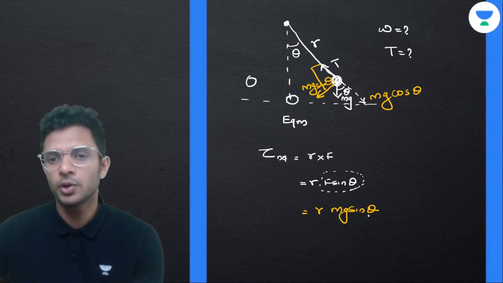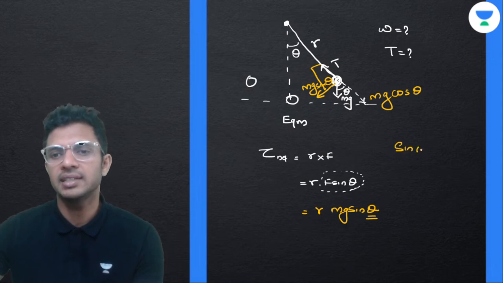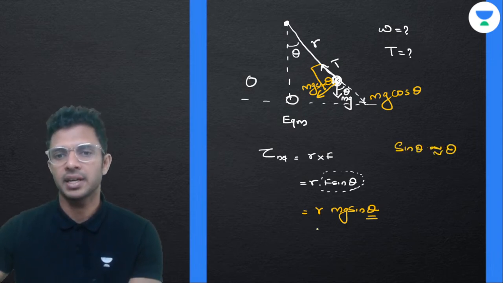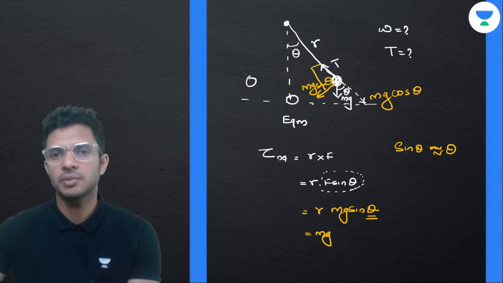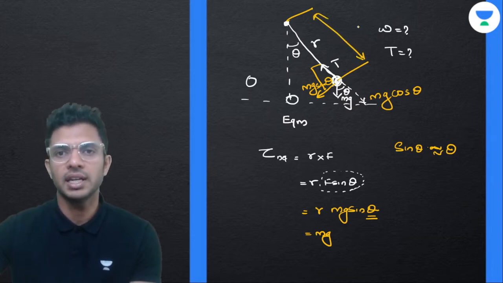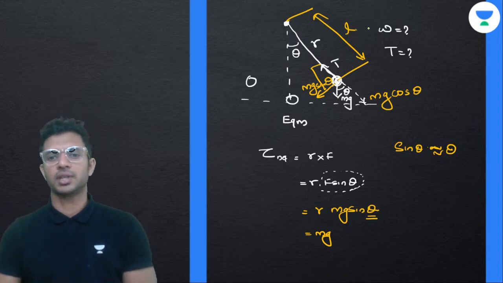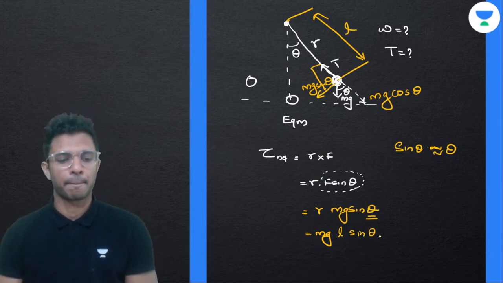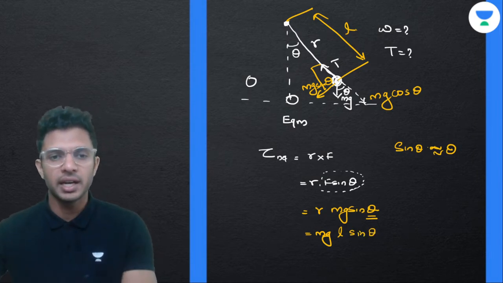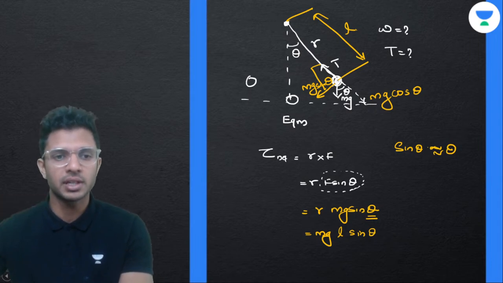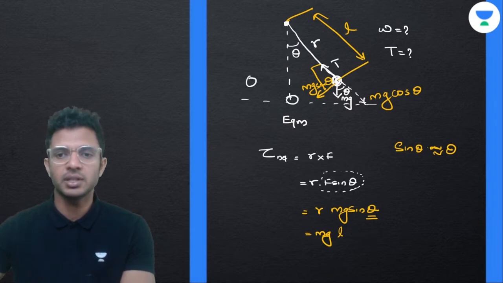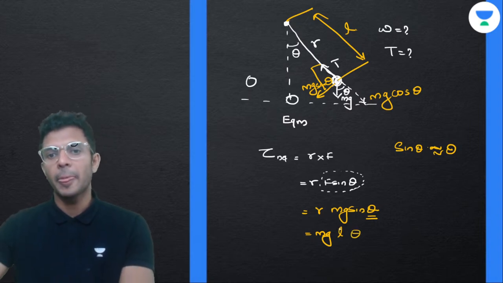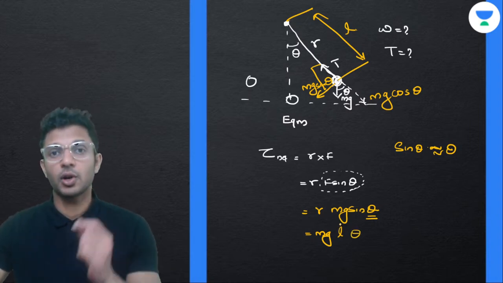Now for small angles of theta, we know that sin theta can be approximated to theta, right? So I'm going to write mg. We all know this radius, can you see? The value of the radius with which it rotates is equal to the length of the string. So for r, I'm going to substitute L. And I just told you that if theta is very small, sin theta can be written as theta here, right? And one more thing, we forgot to apply the sign here.